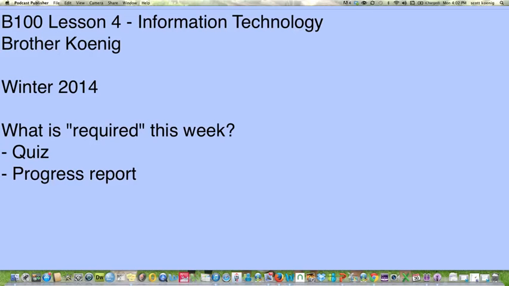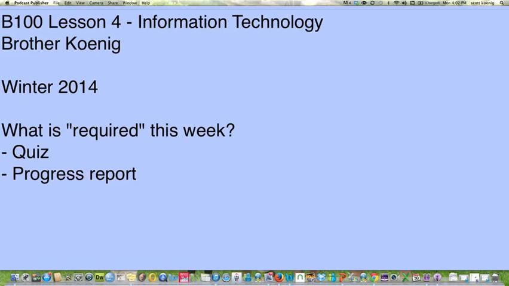Okay, so what's required this week? Again, very similar to last week, the quiz and the progress report. And the quiz is very similar to what it was last week as well. You'll follow the link for the study guide, go to that website, and look up the terms, and then do the matching, very similar to how it was last week.